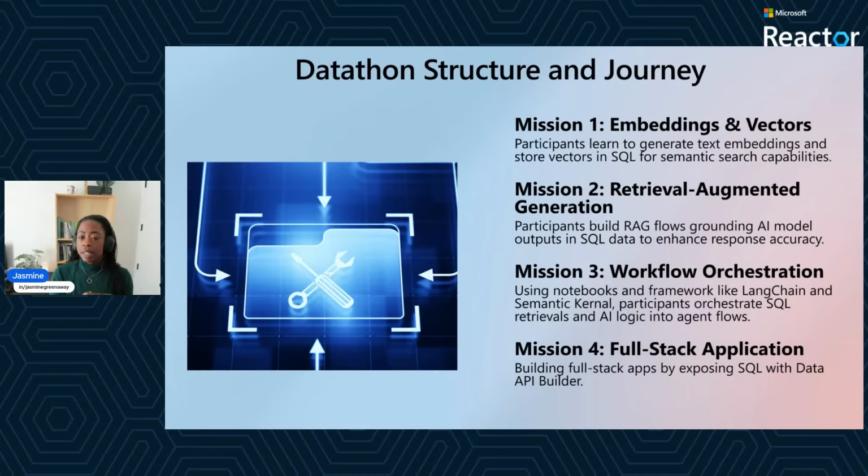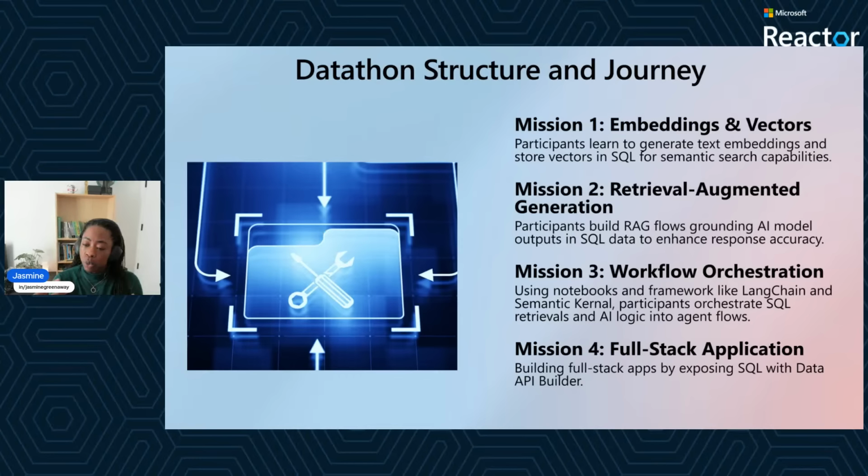So the Datathon starts with embeddings and vectors, and essentially you'll learn how to generate text embeddings and store vectors in SQL for semantic search. The mission ends with performing some semantic search. And then the second part is retrieval augmented generation, or RAG. We'll learn how to use RAG, and we'll do all of this with some SQL scripts.